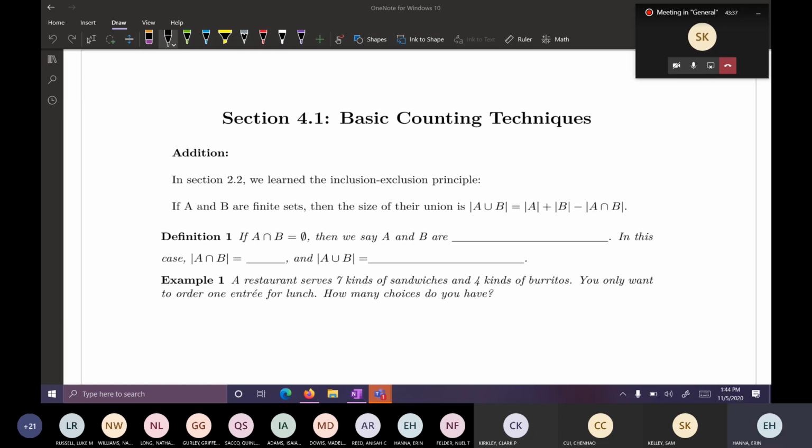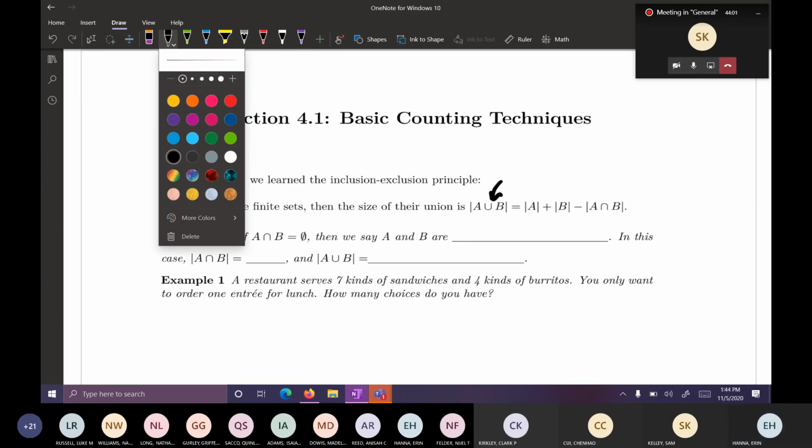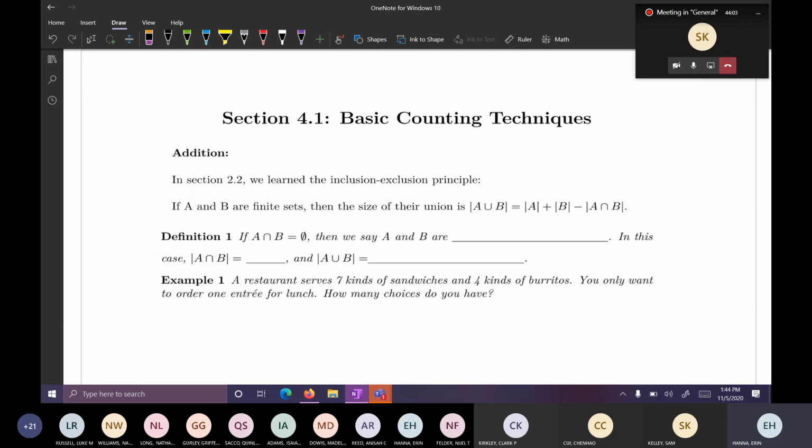So 4.1, basic counting techniques. We're going to have to remember some basic stuff about sets here, so we are going to go back to the idea of sets for a little bit. In section 2.2, we learned the inclusion-exclusion principle, which is what's stated below. If A and B are finite sets, then the size of their union is, remember the absolute value bars are telling you to take the number of elements in that set. So this is the number of elements in the union.